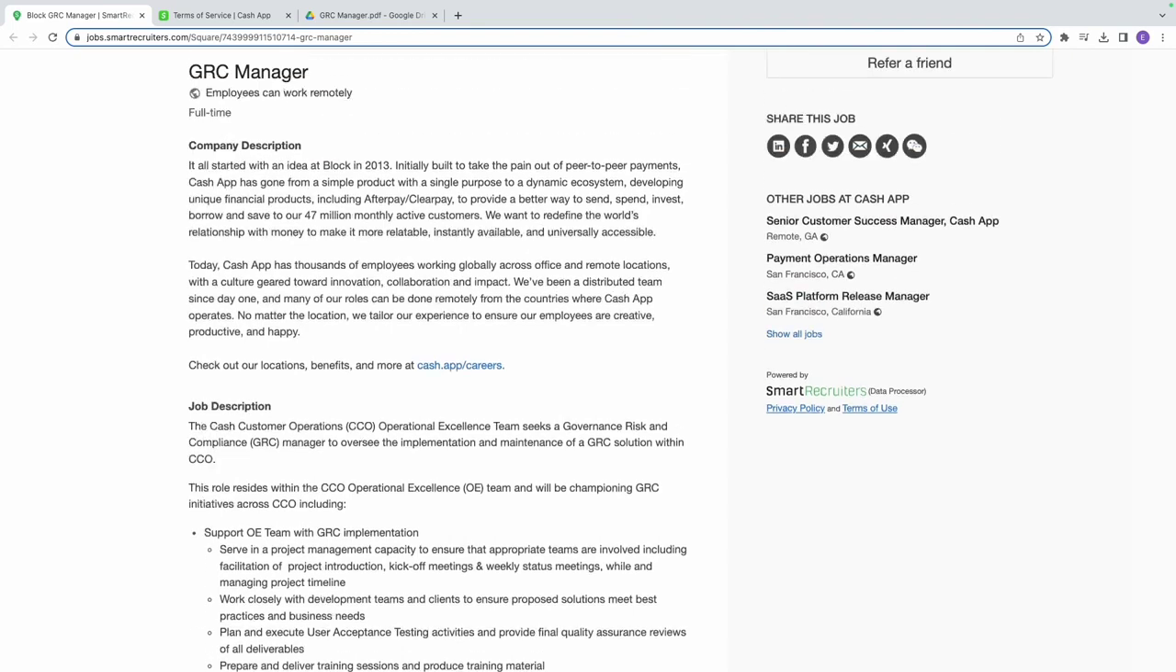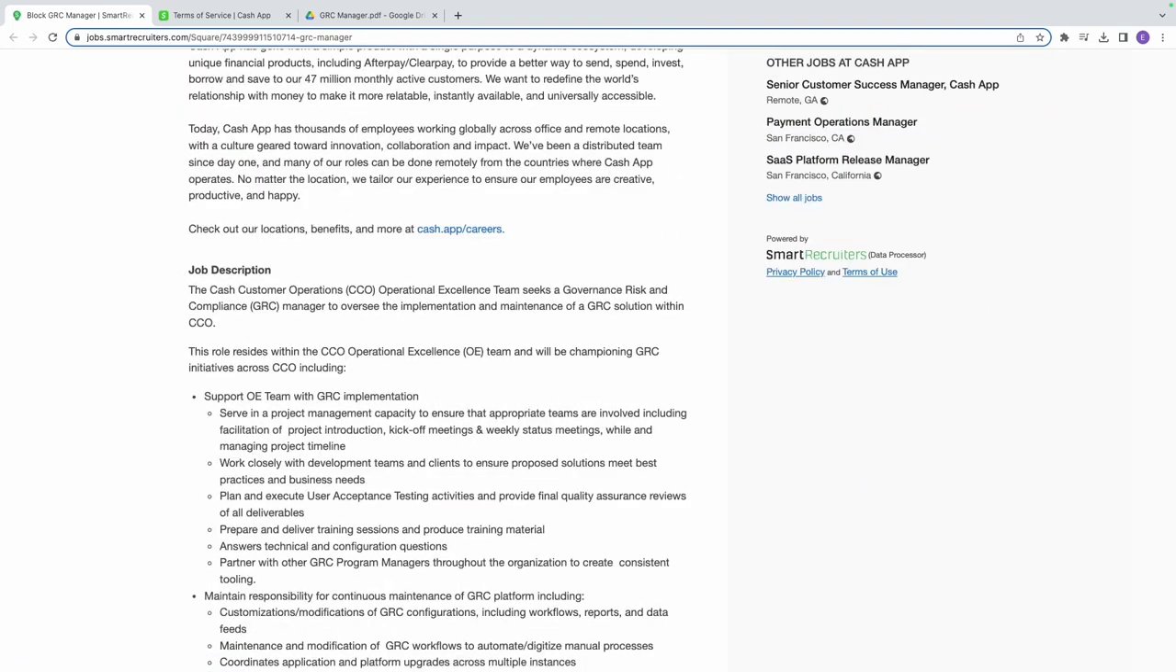The first one says support OE team with GRC implementation. Simply, what this is saying is that as a GRC manager, you're going to assist the operational excellence team in implementing their GRC processes and systems within the organization. And don't forget, this involves providing guidance, expertise, and resources to ensure a successful GRC implementation. That is what this is all about.